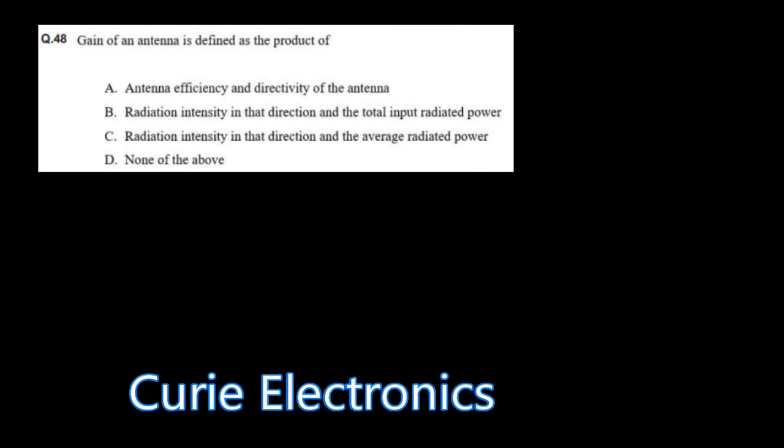Question number 48. The gain of an antenna is defined as the product of antenna efficiency and directivity of the antenna. Yes, it is the directivity and the antenna efficiency. Option A is the right answer.